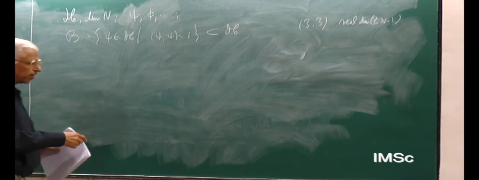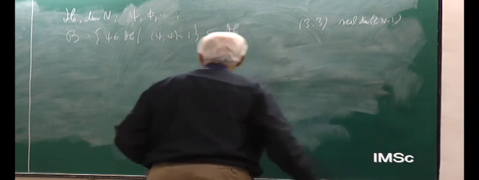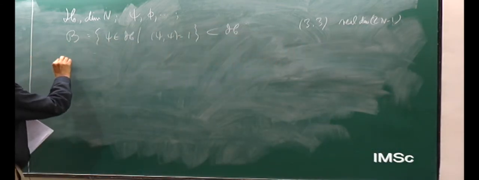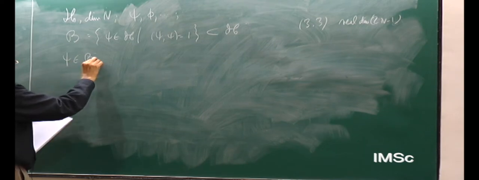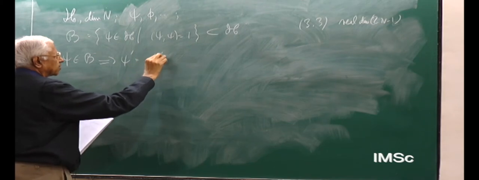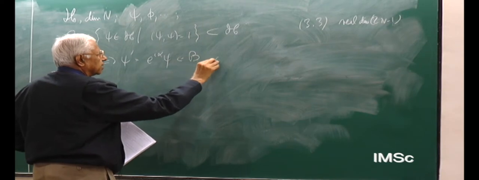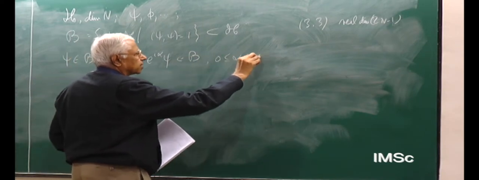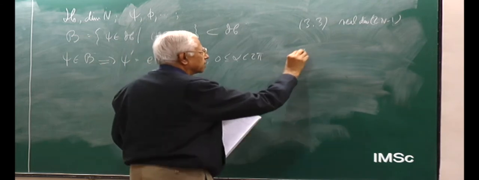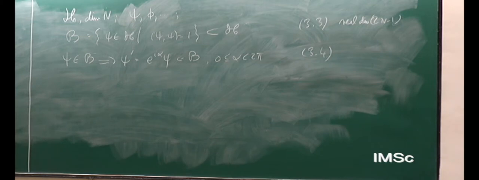Now, the group of phase factors, the group U(1), acts on this set in an obvious way. If you take a vector of unit length and you multiply it by a phase factor, e to the power i alpha, the result will also be in the same unit sphere. So this is the U(1) action. Of course, the U(1) group acts on the full Hilbert space as well. Now here I am using it in its action on the unit sphere.